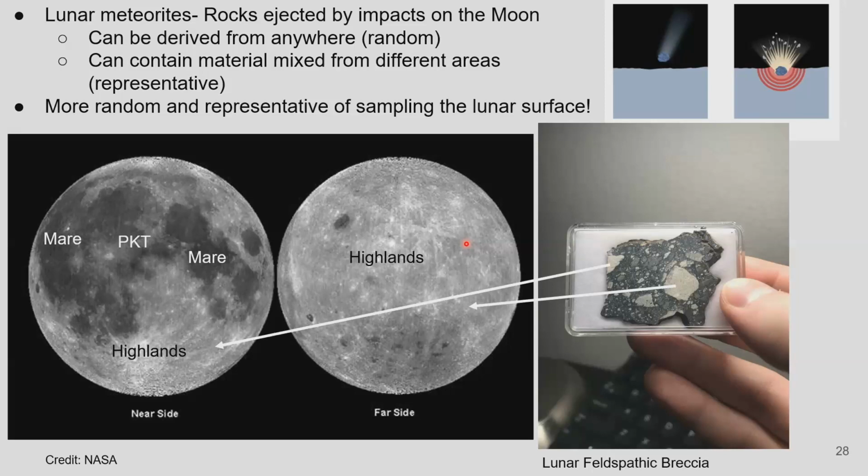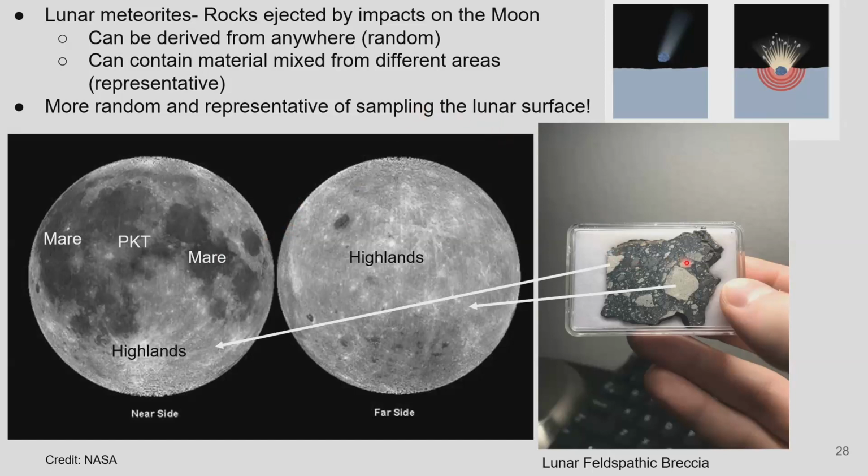And so basically, if you were to have one more ejection, one more crater forming event, and you eject all that material together and you sample it in this lunar meteorite, well, you can have parts of this lunar meteorite that maybe come from the far side, and you can have parts of it that come from the near side. So the advantage of lunar meteorites is that they provide us a much better random and representative sampling of the lunar surface than the Apollo and Luna samples so far.